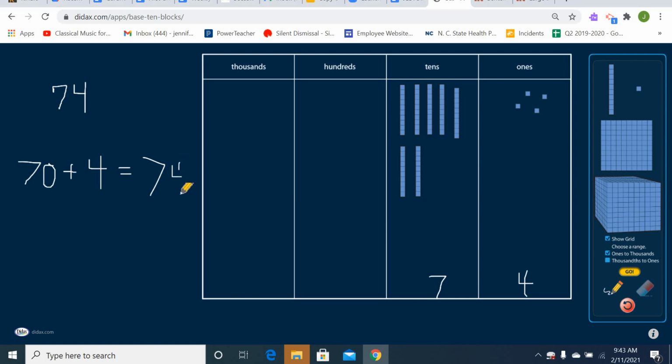74. This is your expanded form of 74. 70 plus 4 equals 74. I have 70 because in 74, the value of my 7 is equal to 70, and my value of 4 is equal to 4.